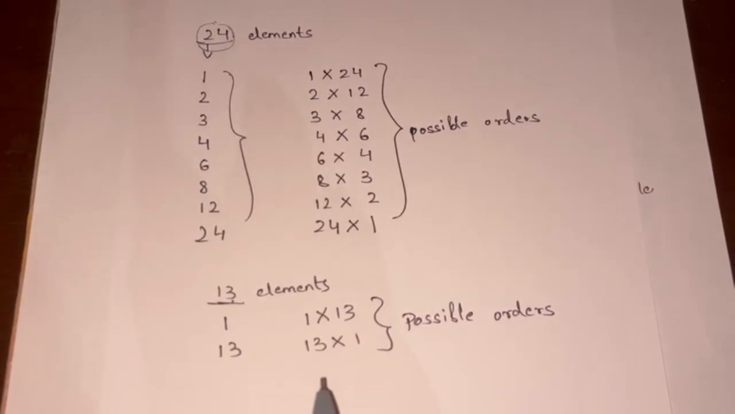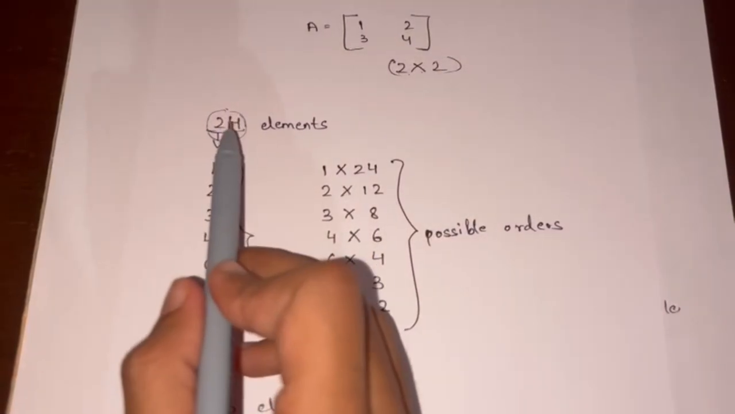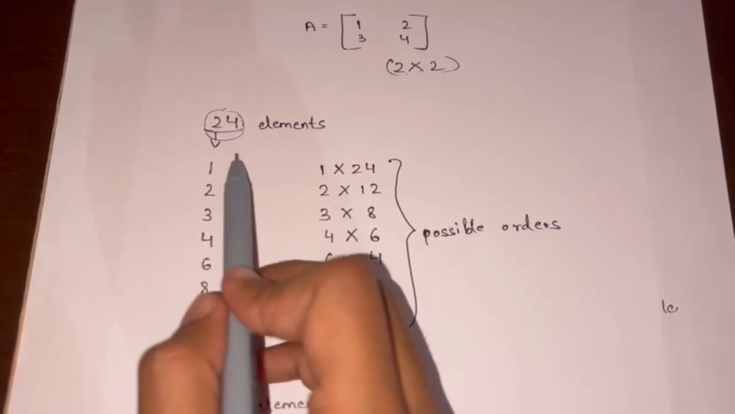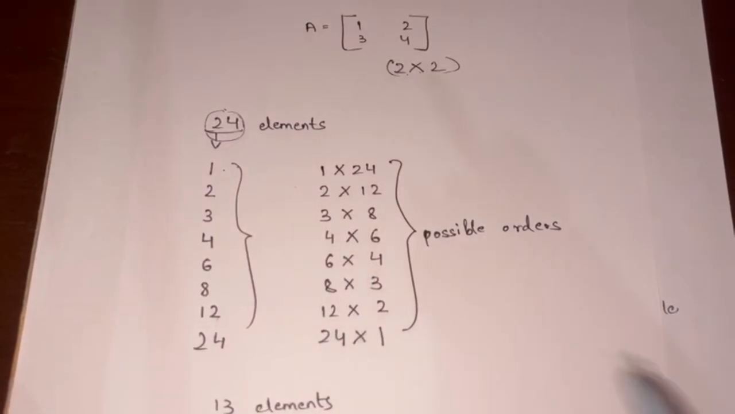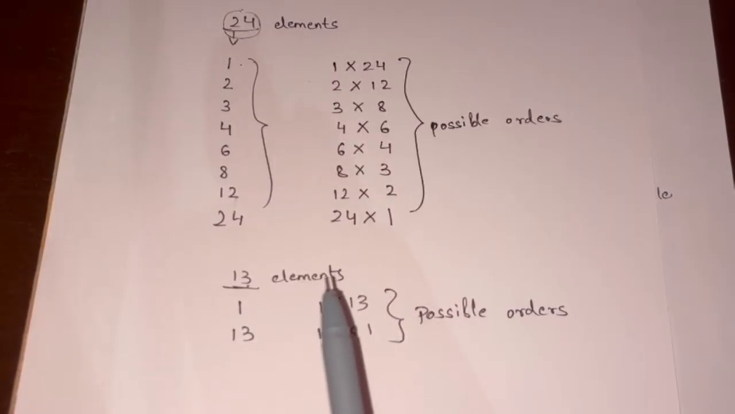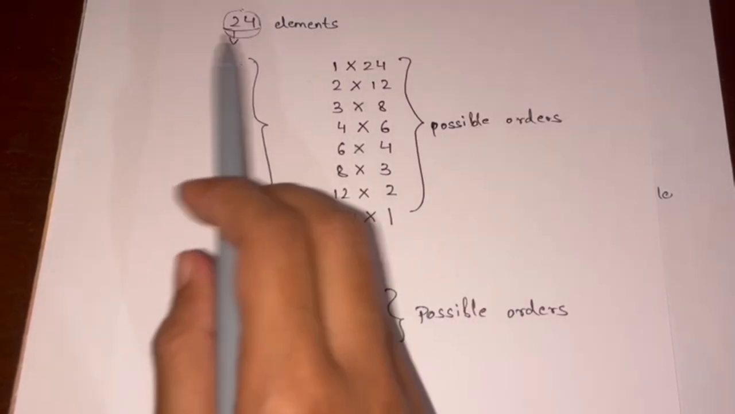So this is as easy as this. Please don't get confused. Whatever the number is given, no matter how many elements there are, just find the factors and write the factors. Finally, you will get the answer for it. I hope you guys are clear with this question, which is to find the possible orders for the given number of elements.